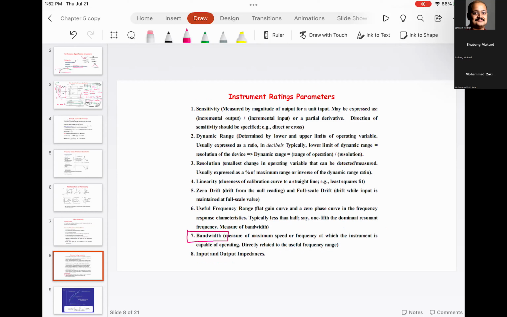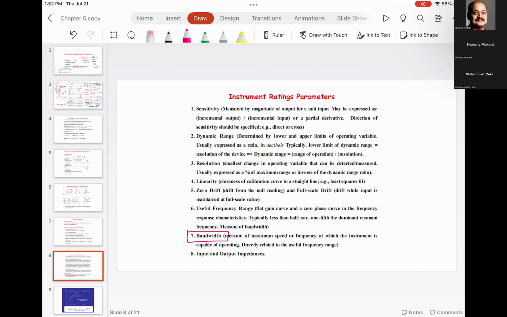If you talk to a control engineer, bandwidth means something. If you talk to a communications engineer, bandwidth means something else. If you talk to a mechanical engineer, bandwidth means something else. If you talk to a very busy business professor, bandwidth means something else: "Hey, I don't have bandwidth for this type of work." So bandwidth means different things for different people.